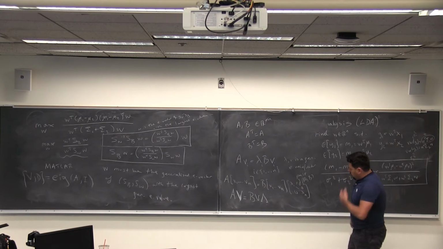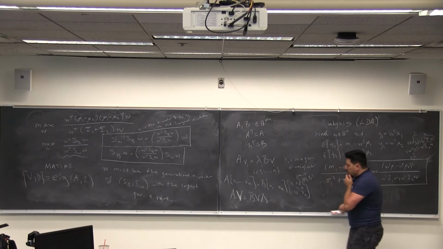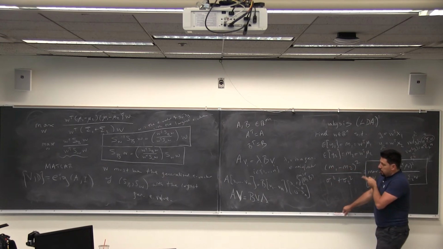Sometimes people call this matrix V, the generalized eigenvector matrix, the matrix that simultaneously diagonalizes the AB pair.